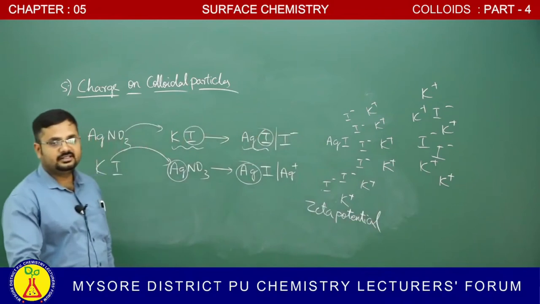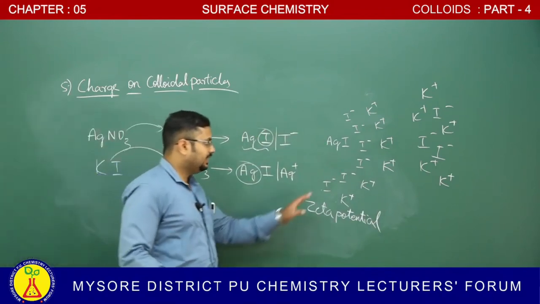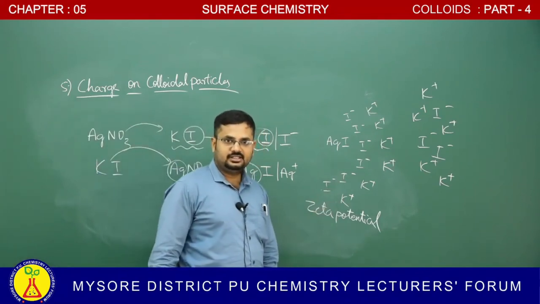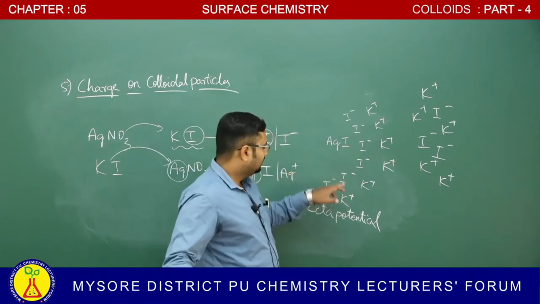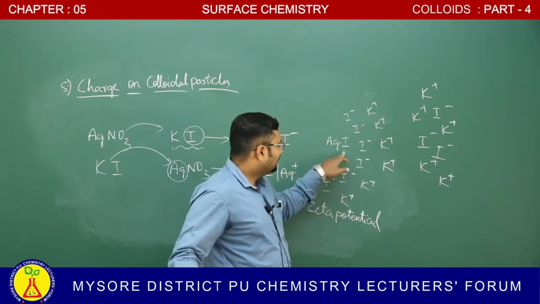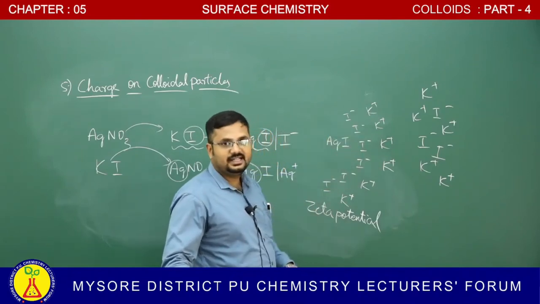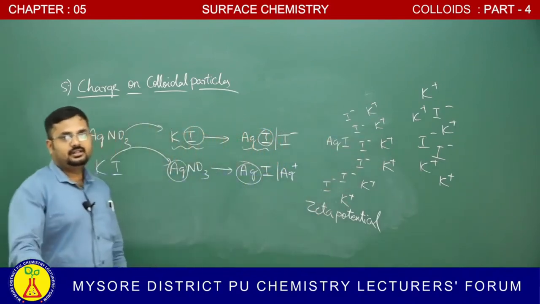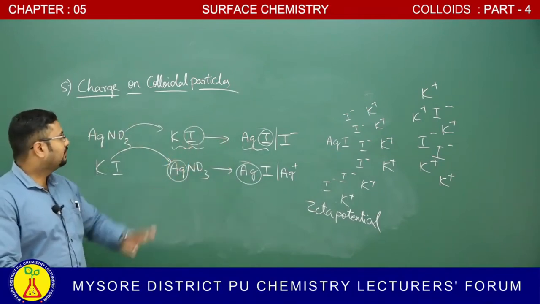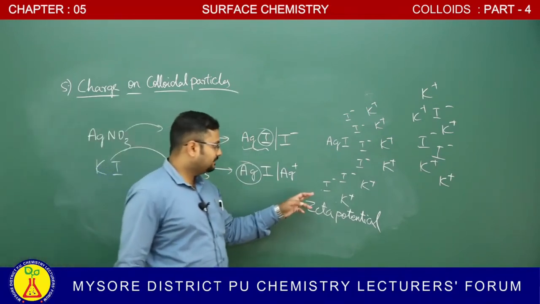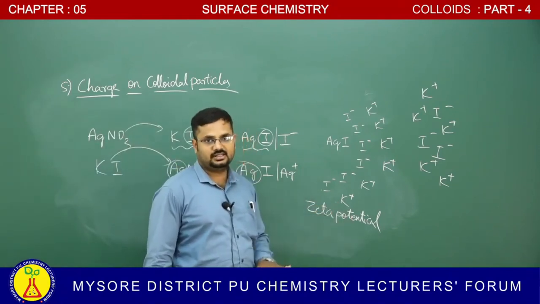This is called the zeta potential. Do you understand? It is very important. You got the double layer. This first layer is called the fixed layer, and the second layer, which is adsorbed on the fixed layer, is called the diffused layer. Note it down. So the potential difference is called the zeta potential.